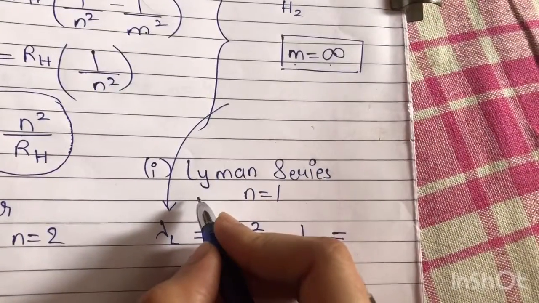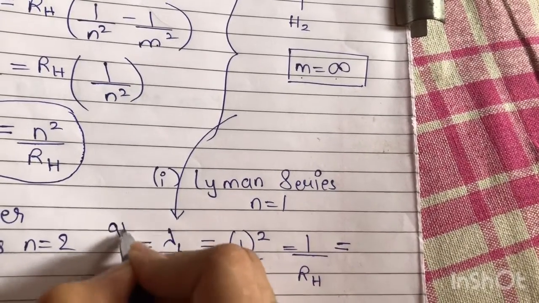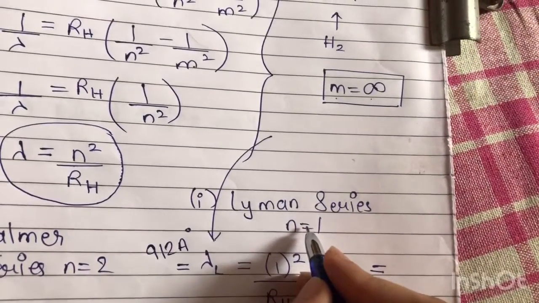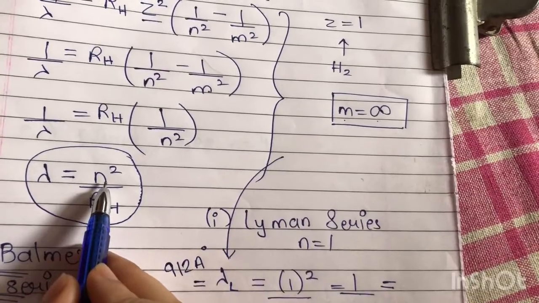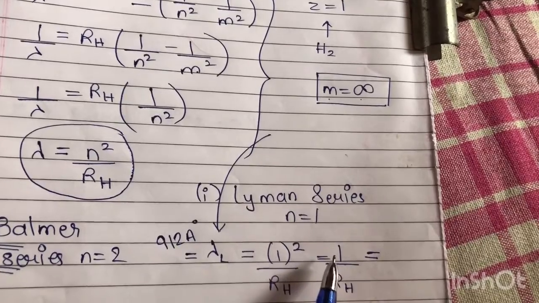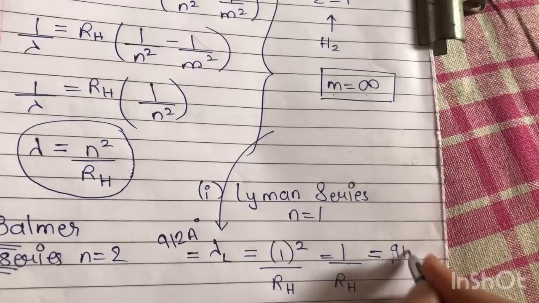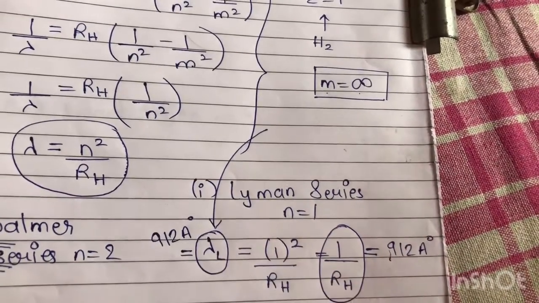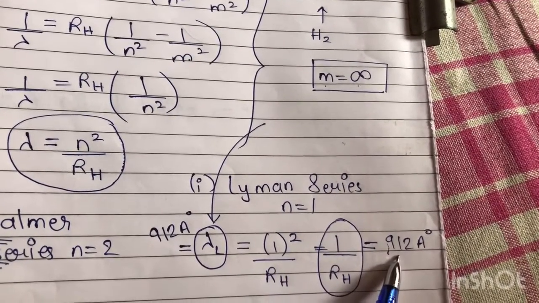Okay, we have the value of lambda for Lyman series, that is 912 angstrom. I am writing that, which is equal to, now I will substitute the value of n, that is 1 for Lyman series. So I have substituted in this formula the value of n as 1 upon Rh. So 1 square is nothing but 1 upon Rh, which will be equal to 912 angstrom, because this part is of course equal to lambda L. Lambda L is equal to 912 angstrom, so even this is equal to 912 angstrom.